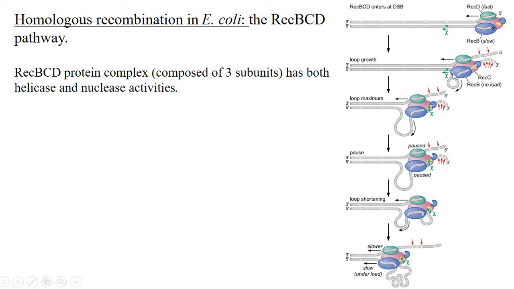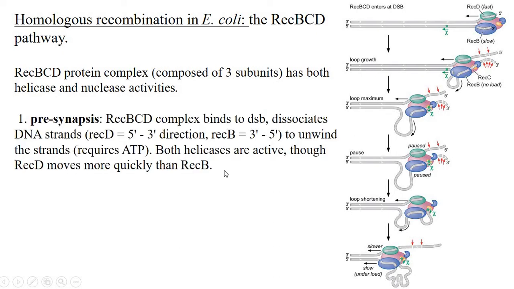And then Rec-B and Rec-D will open the DNA because these are helicases. And let's see next. So in presynapsis, Rec-BCD complex will bind to this double-stranded break. It will dissociate the DNA strand because these are helicases. Rec-D is in 5 to 3 prime direction, Rec-B in 3 to 5 prime direction. And the activity of these Rec-D and Rec-B is different, although they're both helicases.